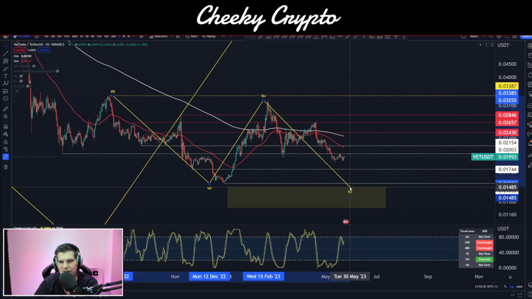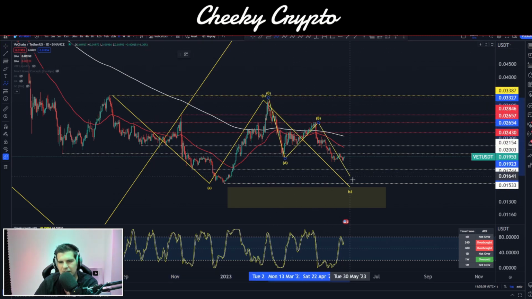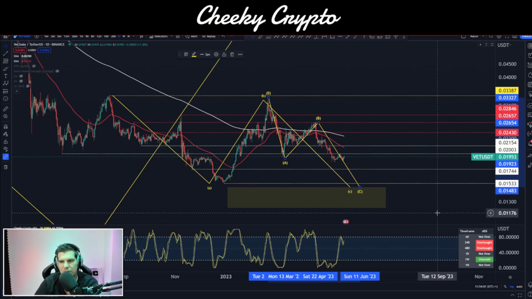It would be interesting to see whether or not we get the slightly longer 1.236 extension on our smaller ABC structure here, A, B, and C, which would tap into that 1.403 area, which could tap into this range being a C wave on a slightly bigger scale. And then we can look at a bigger move to the upside. This particular scenario would basically put an end to the idea that we have a Z wave.